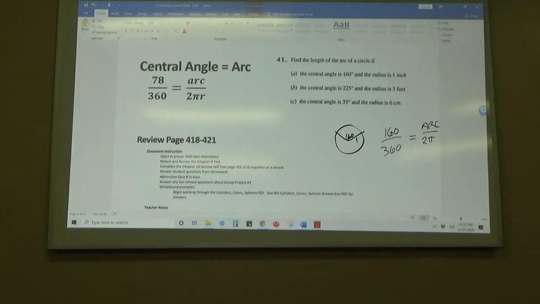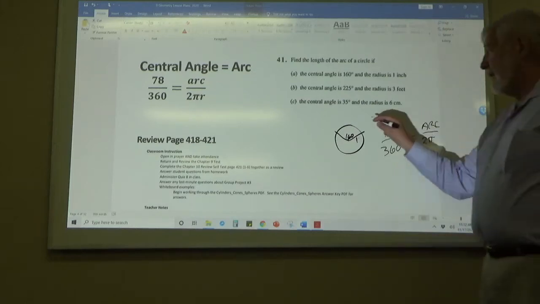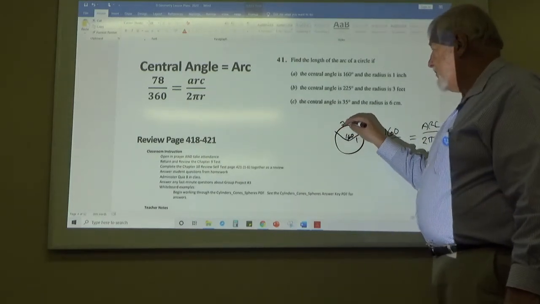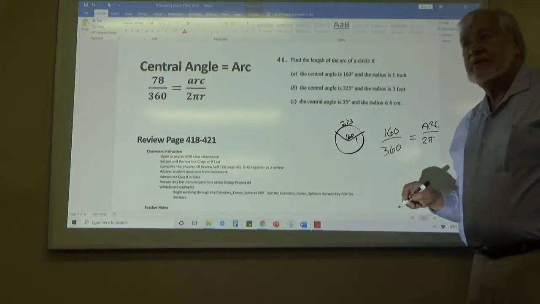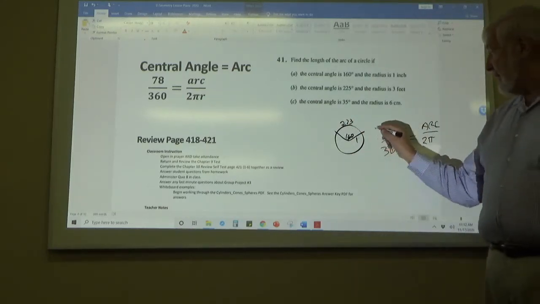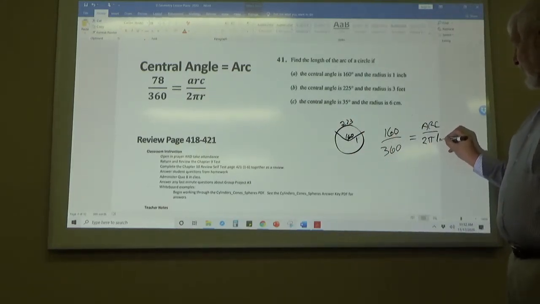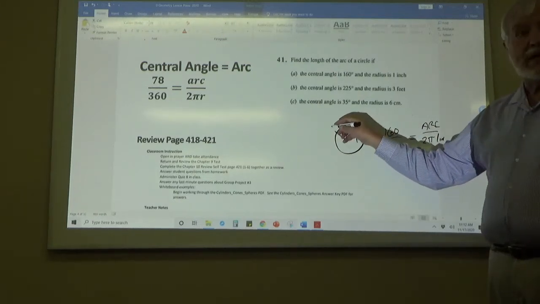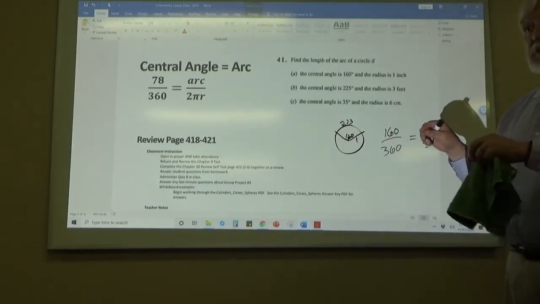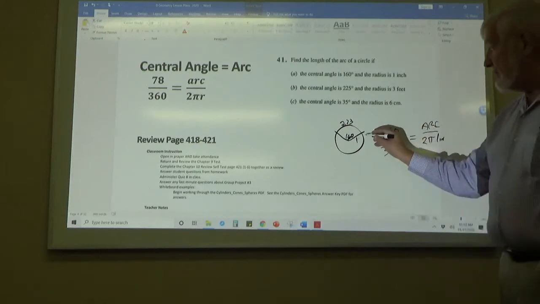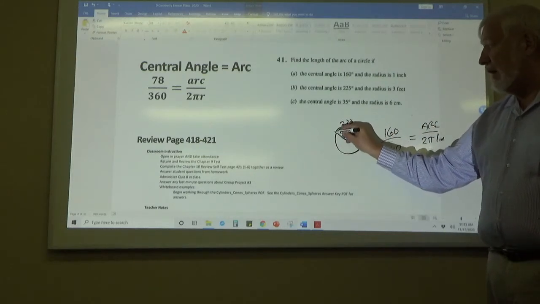Okay. So what does that mean? This is 2.73 or thereabouts. All right, that means that if this were inches, if this was 1 inch, that means a string of 2.7 inches would be able to be laid on that line.